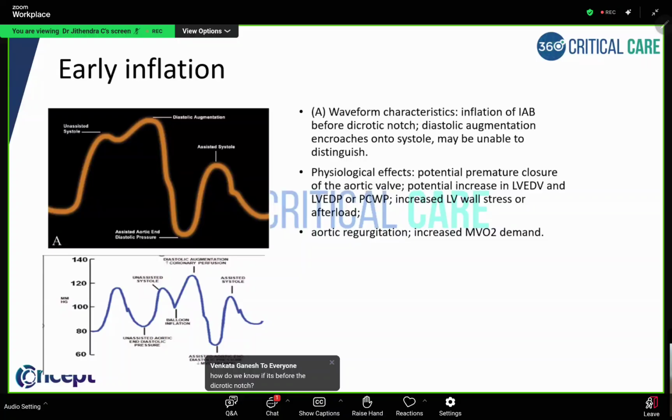Okay, so what is happening here? You see that the ABP is getting inflated even before the dicrotic notch. This will lead to premature closure of the aortic valve, so the heart is made to work against the closed aortic valve. This will lead to aortic regurgitation, increase in afterload, and increase in myocardial oxygen demand. So what do you do for this? They'll ask you. You go to the console, put it in 1:2 mode, and time the inflation. You adjust the timing so that the balloon inflates a little later. I have shown you on the console how to do it.